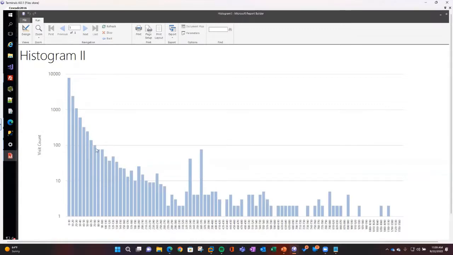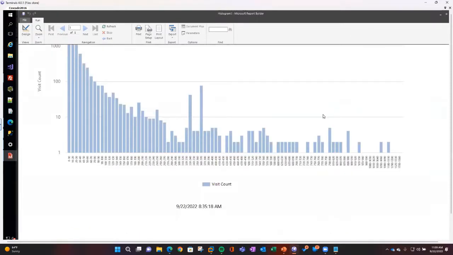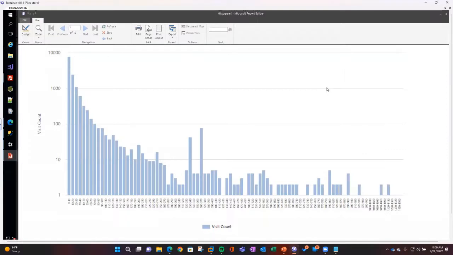We can see for the most part, it's pretty gradual. It's heavily skewed, not really random data, but interesting nonetheless to look at that in a histogram and look at the distribution of that data. Pretty simple visit count by client visits. You know, how many client visits each client got.